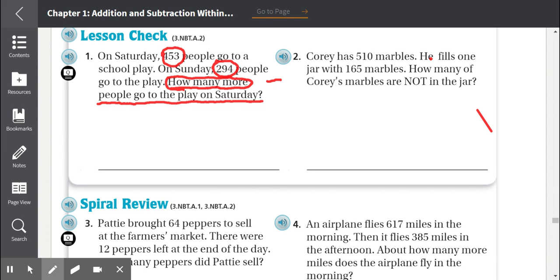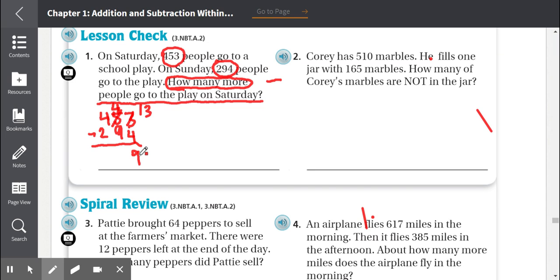So we know we're subtracting, so let's line the numbers up. So it's going to be 453 minus 294. We start with the ones place. 3 minus 4, we can't do that, so we have to borrow from the tens place. This 5 becomes a 4, and this 3 becomes a 13. So 13 minus 4 is 9.